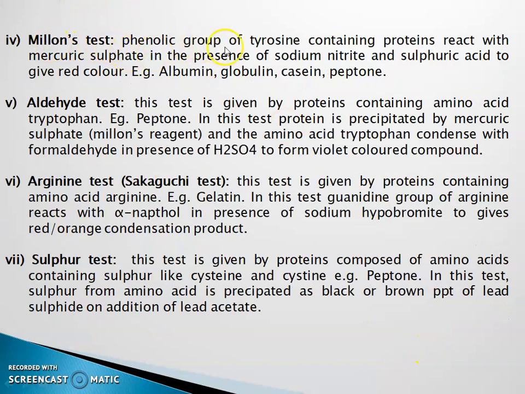Millon's test. The phenolic group of tyrosine-containing proteins reacts with mercury sulfate in the presence of sodium nitrite and sulfuric acid to give red color. Examples: albumin, globulin, casein, and peptone.